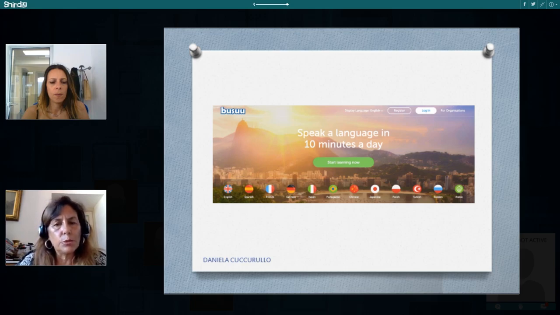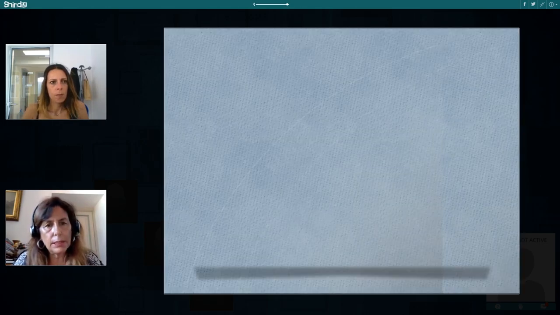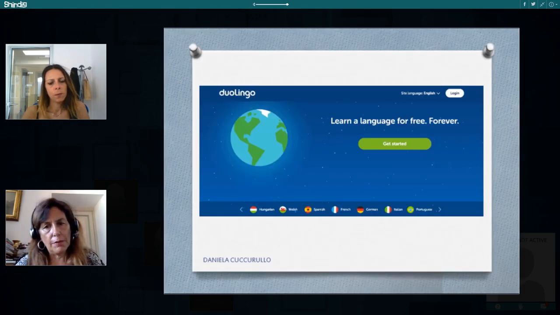The first one is Busuu, where you can learn more than the languages you can see in the icons here, because here you have an example of the first, but there are more than 25 languages that you can learn and speak for free. The next one is another example, and the name of this website is Duolingo. I think that a lot of people use that one. And again, you have plenty of opportunities, resources, and materials.